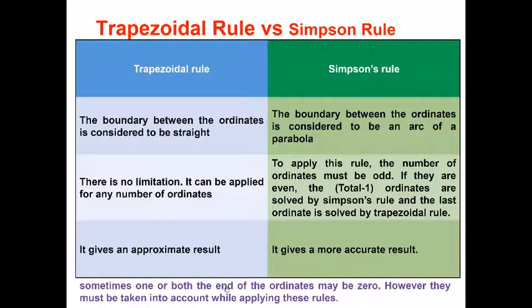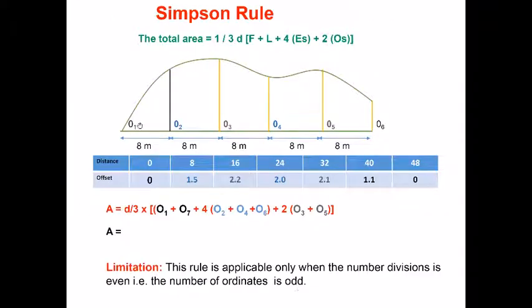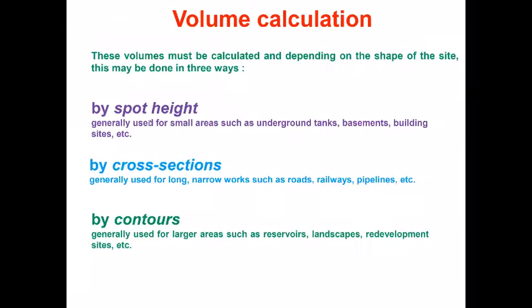Sometimes one or both the ends of the ordinates may be zero. However, they must be taken into account while applying these rules. So even if the first and last ordinates are zero, that doesn't mean that you can ignore them, because if we ignore them, that means we would be ignoring this area over here. So we always take their value, whatever the value is. So that was for area calculation.